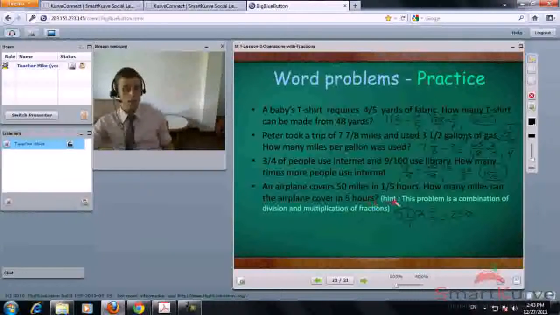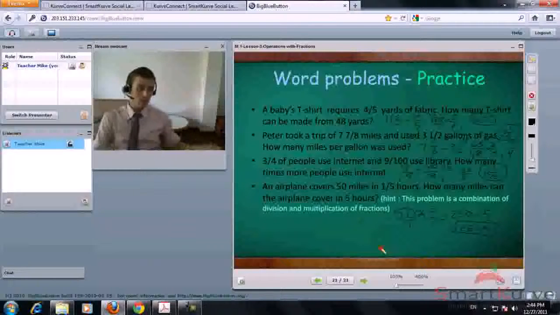We want to know 5 hours. So if 1 hour is 250, multiply that by 5. 250 times 5, 1,250. A plane can go 1,250 miles. Okay, that is all for division of fractions. Go ahead and go back over the practice problems and make sure that you can do them all.